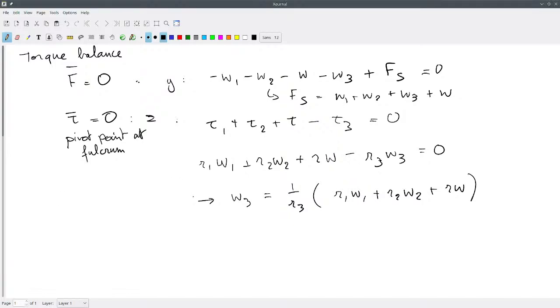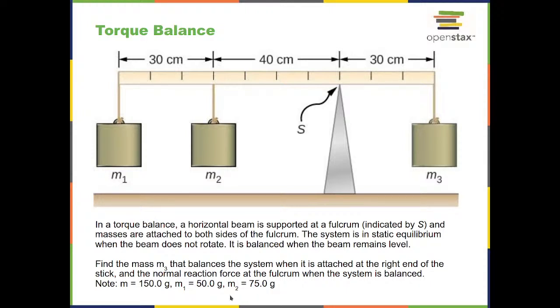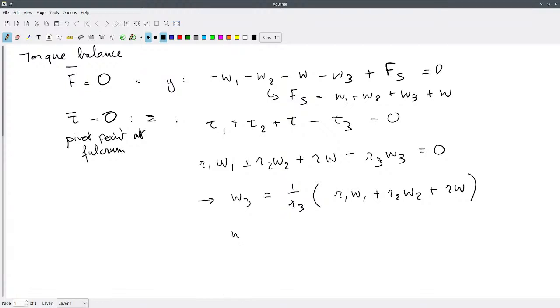And we can actually, since we are given these values in terms of masses, we probably want to go from the weight to the mass. So the mass 3 is the weight 3 over g. So that will be 1 over r3 times r1 times mass 1, because now I'm going to take all of those weights and divide them by g as well. So plus r2 m2 plus r times m.